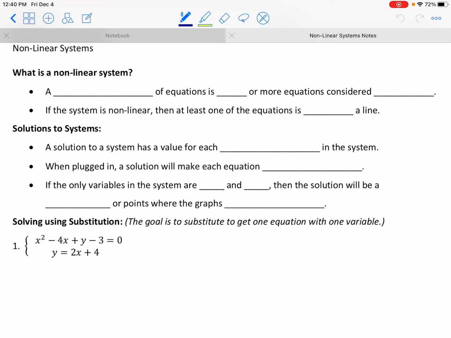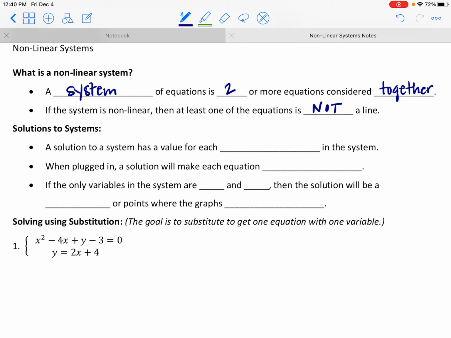Okay, so remember, a system means that we are looking at two or more equations together. So two or more equations at the same time, simultaneously, what is happening within this system. If we are looking at a nonlinear system, then we are looking at one of the equations not being a line. So at least one of the equations is not linear, is not a line.